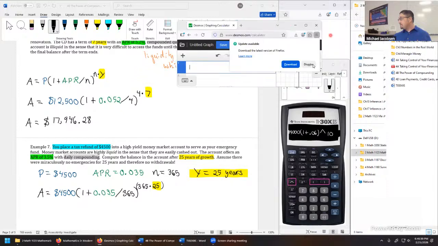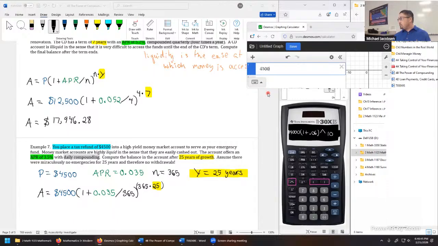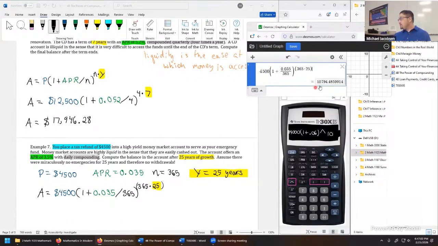Oh, hang on. Firefox always wants to update, it seems like. This one's going to come out as 4,500, 1 plus 0.035 daily compounding. So divide by 365, raised to power 365 times 25. And here's what we get. $10,794.49. That's pretty good for an emergency fund on a kind of low yield account comparative to other accounts we've looked into. But it was 25 years, so that did take some time to get to that level.